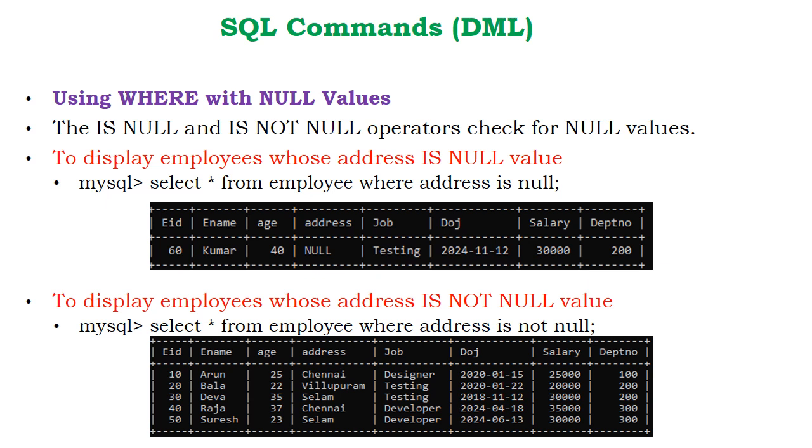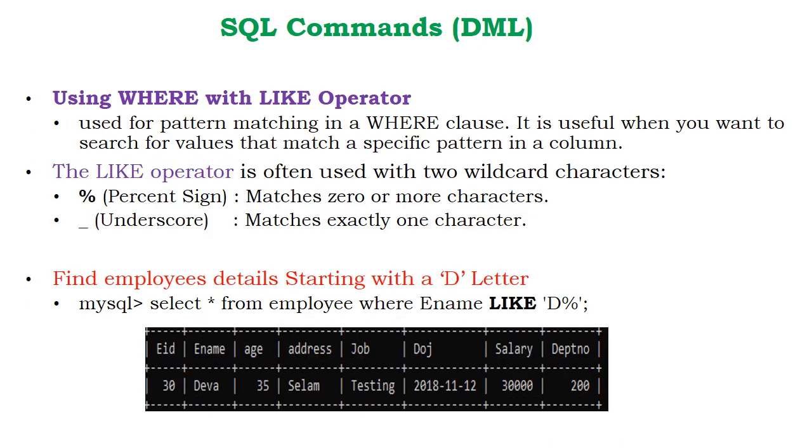And next one is NULL and NOT NULL. Here it will verify whether the value is null, and if it is null, it will show the record. For example, to display the employees whose address is null, it verifies whether a null value is present in the table. If it is present, it will display. And next, to display the employees whose address is not null, it means except null, it will display all the records from the table.